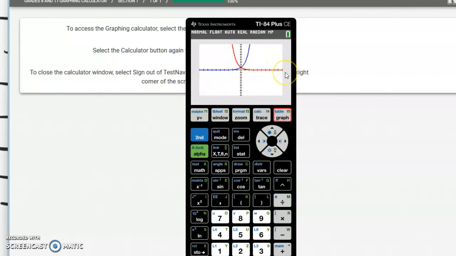They both don't cross the x-axis, so they form a horizontal asymptote. A horizontal asymptote is formed at y equals 0. They both, if I zoom in here, let me change my window.